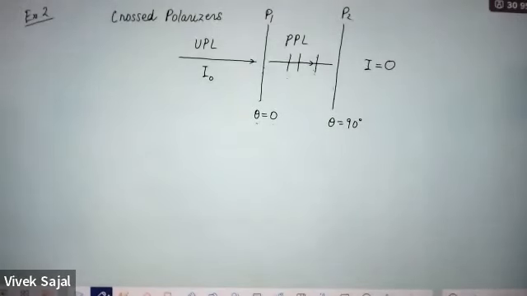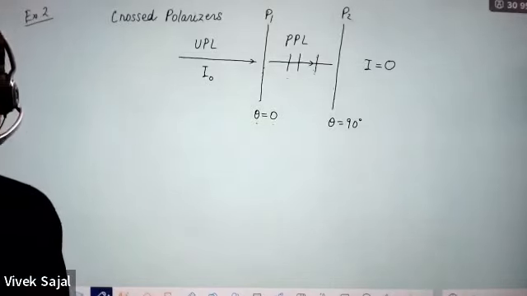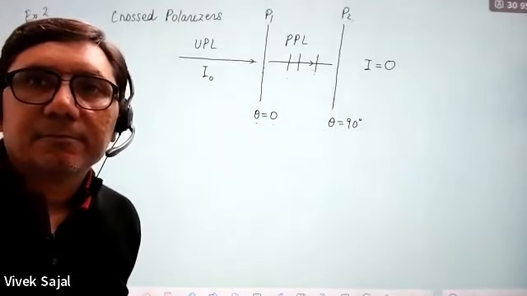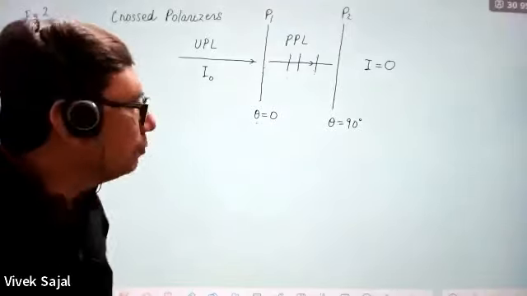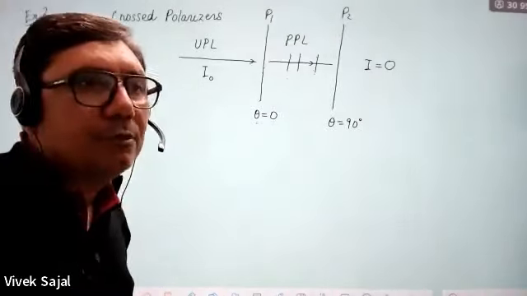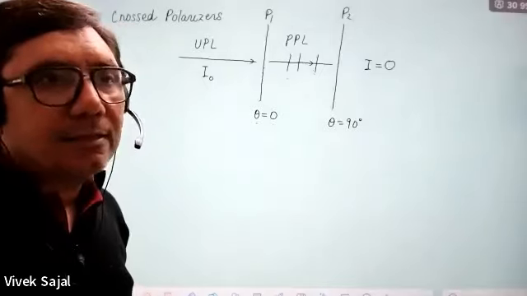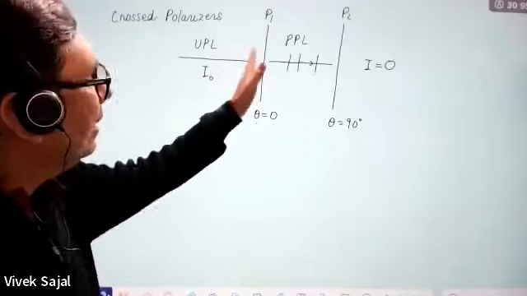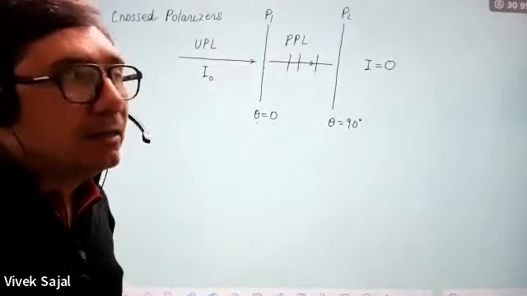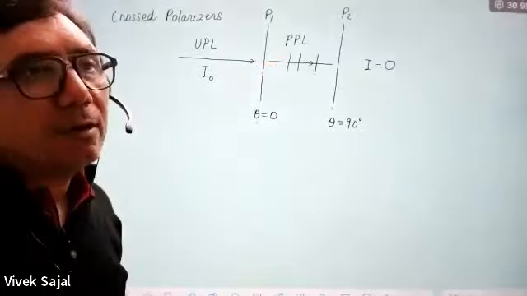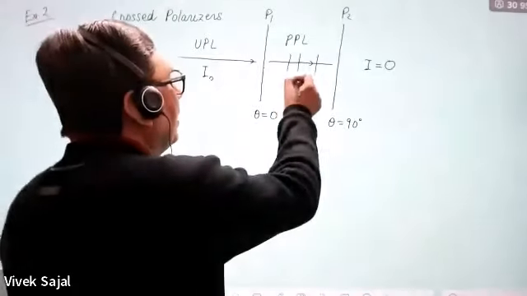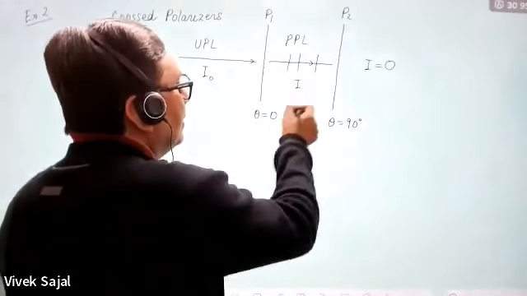Sir, unpolarized light, when it passes with theta equal to 0 degrees, then in that transmitted light the intensity will be I naught by 2, right? Always. You can choose any angle here: 0, 20, 30, 50, 90, any angle. If unpolarized light is passed through a polarizer, the intensity on the other side will always be I naught by 2. You can choose any angle here.